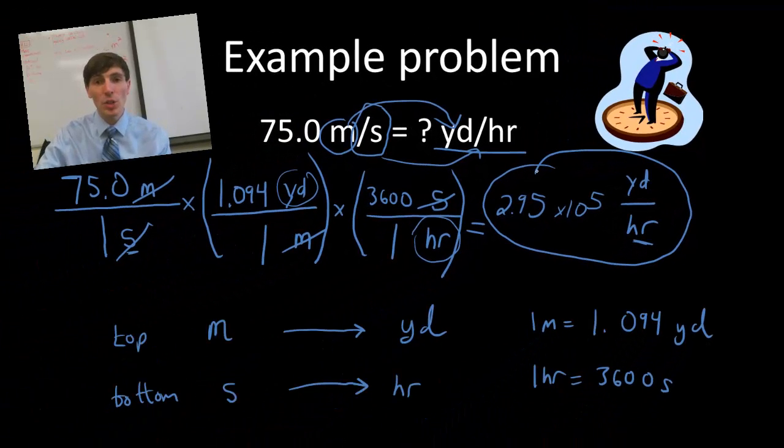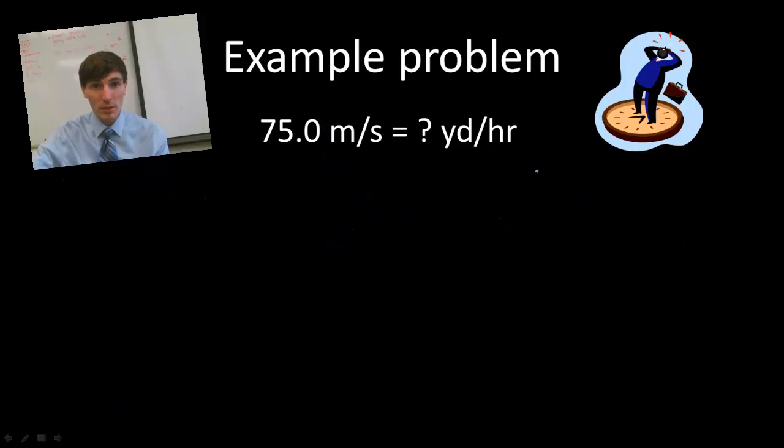Now I want to actually show you a different way. I'm going to go ahead and clear everything out and show you another way to do the same problem. If you'd like, you can totally do it this way. Okay, so I'm going to go ahead and clear this all out. And the other way we could do it is we could go 75.0 meters for every 1 second.